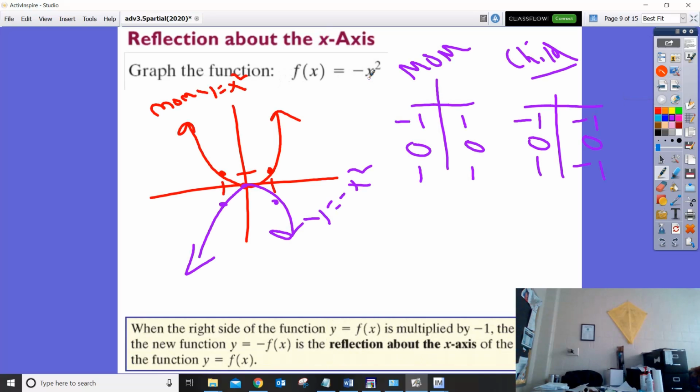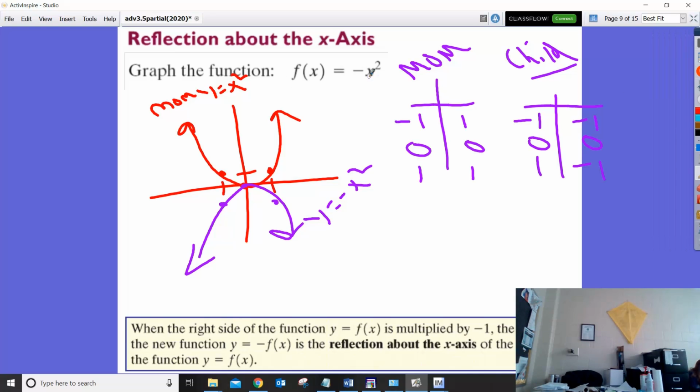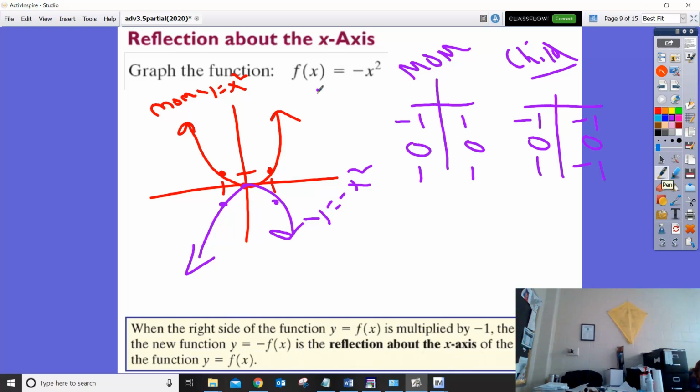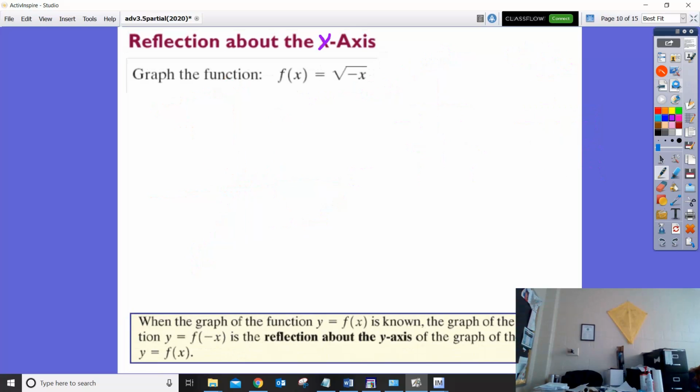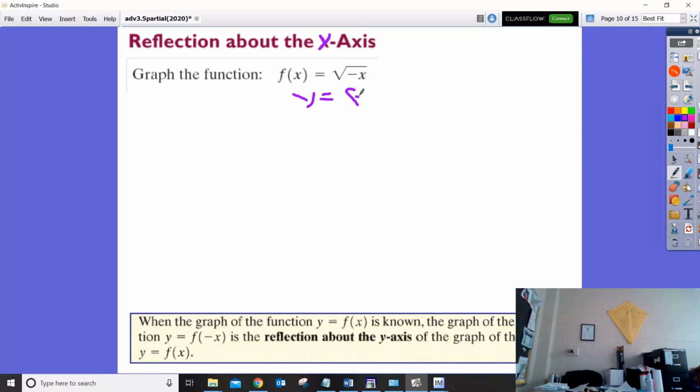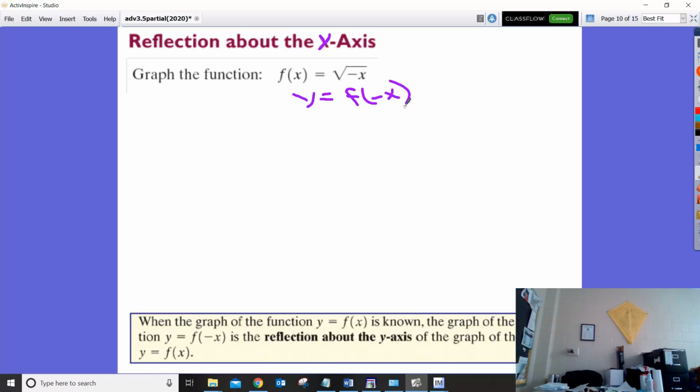The function here is actually x squared. This was actually y equals negative f of x. You negated the function x squared, okay? The function here is the square root function. So this is actually y equals f of negative x. It's about location of the negative symbol. Is it inside a function or not? If the negative symbol is inside the function, it's reflecting on the y-axis. If it's outside the function, it's reflecting on the x-axis.